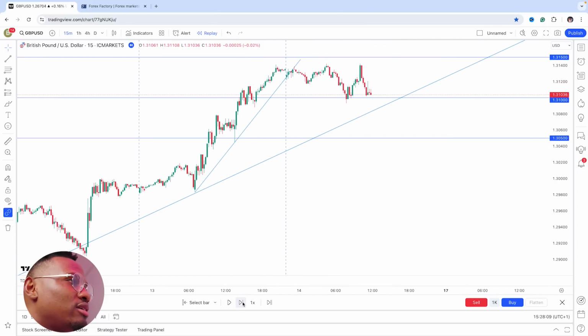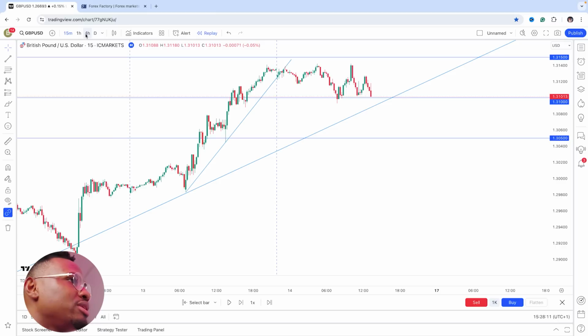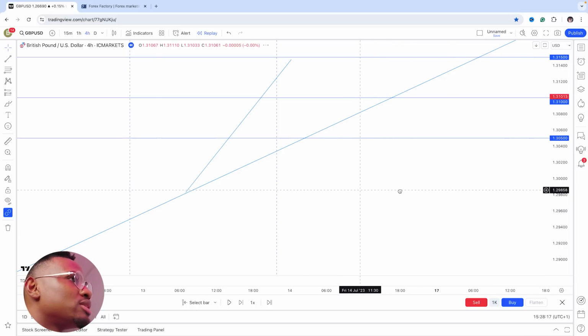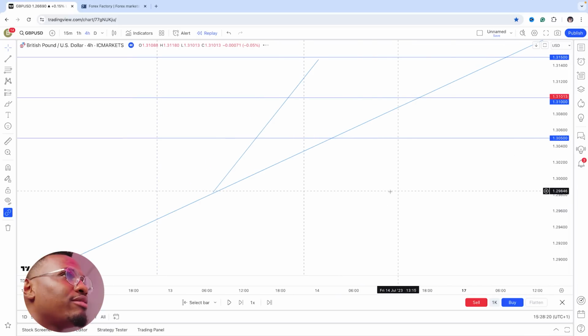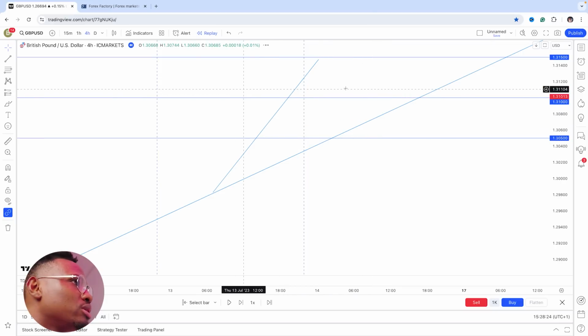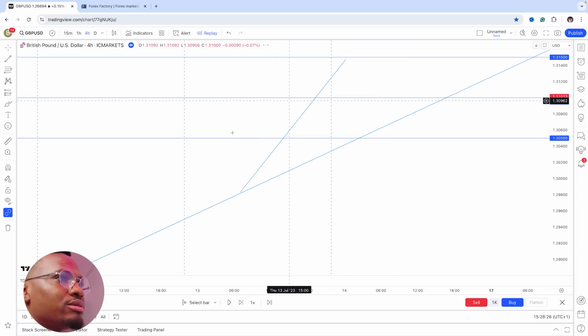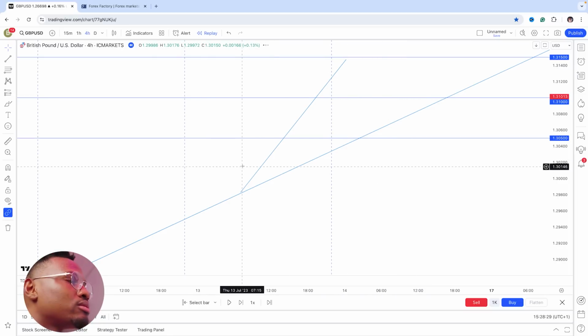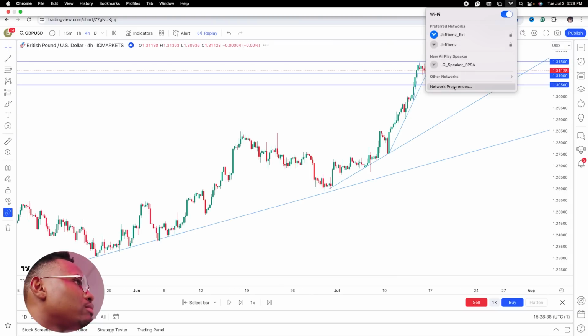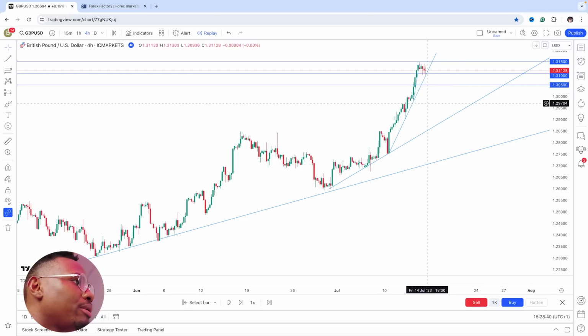Let me go on and speed that up. It's taking time because the candles are far in time. So I think this is not my network only. TradingView is also included because of this delay. Okay, it's back up.